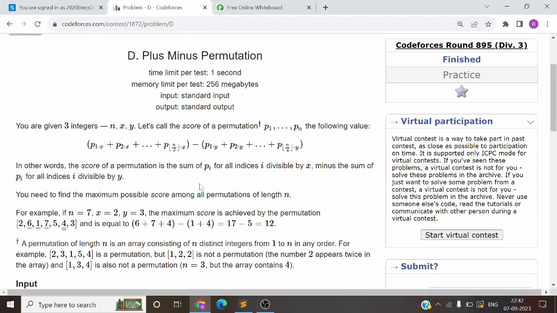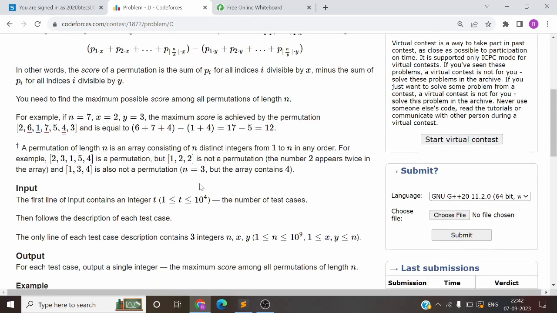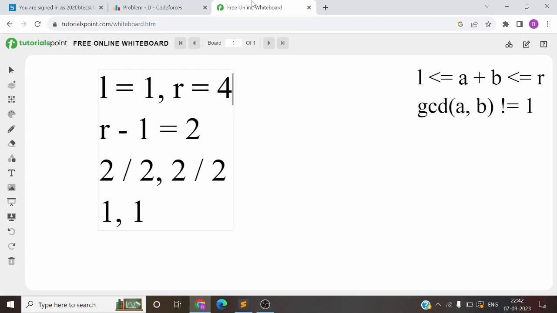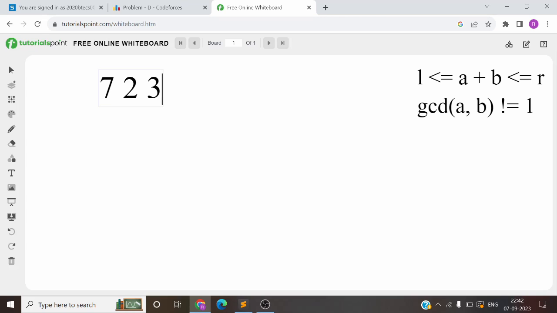So let's take the D example, plus minus permutation. Okay, so I will again explain the problem. Suppose 7, 2 and 3 is given. What does it mean? N is 7, A is 2 and B is 3.